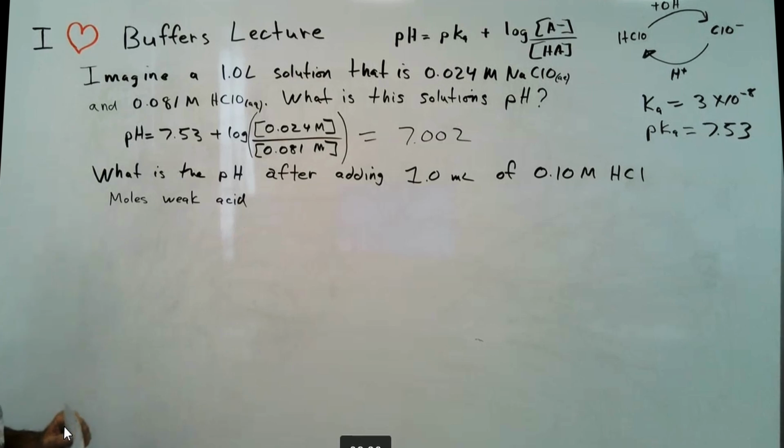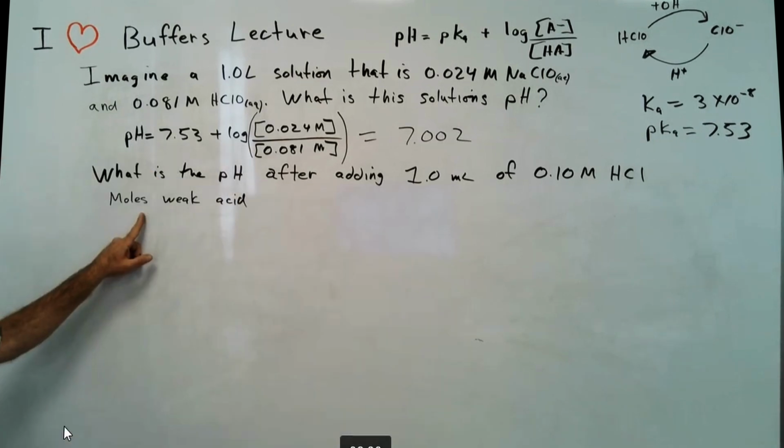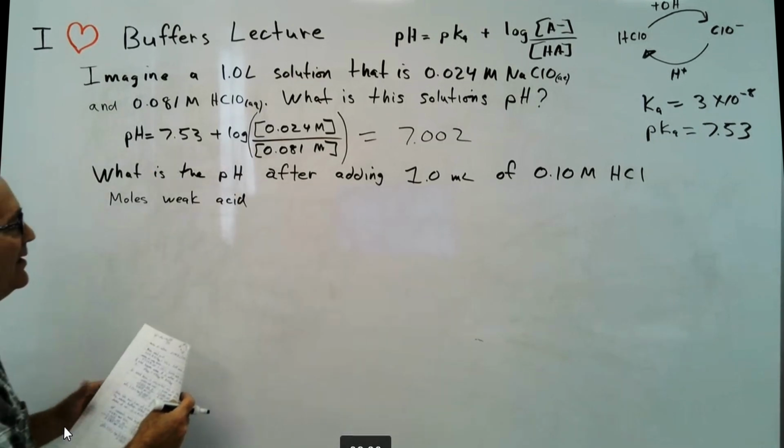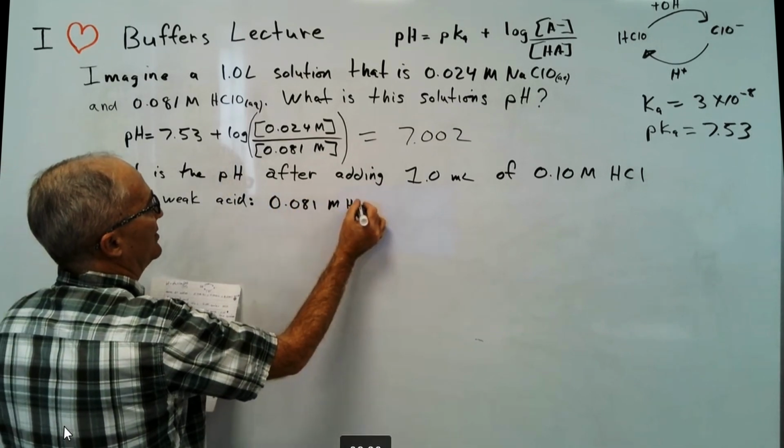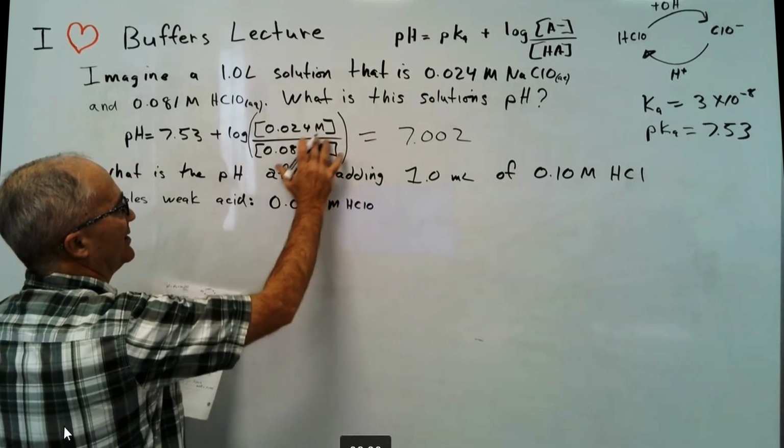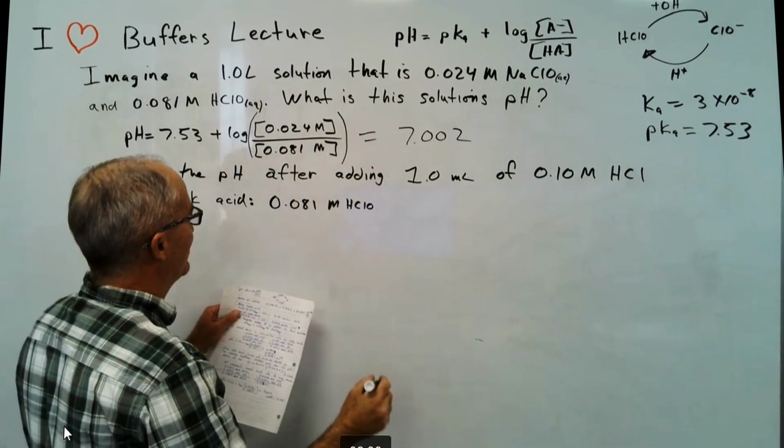So before we get too far along, we need to find the moles of weak acid that we have. And so I'm going to take my molarity of the weak acid. Maybe I'll go ahead and write down what that is. I kind of got sloppy. I was so excited there.